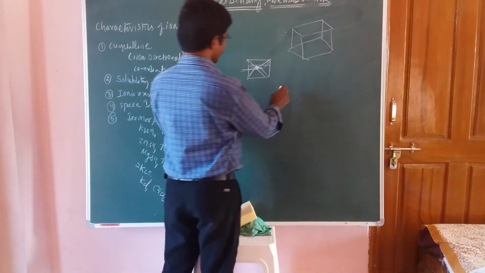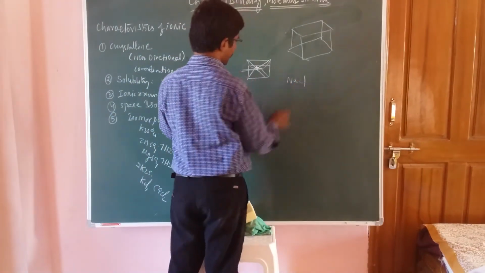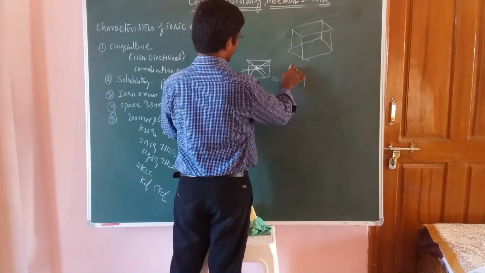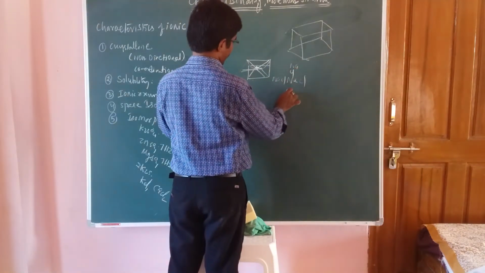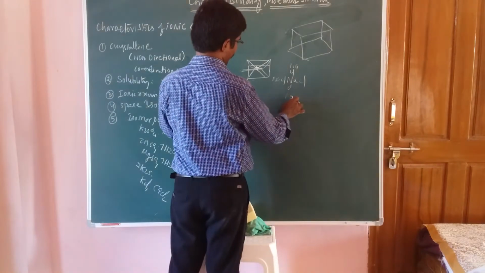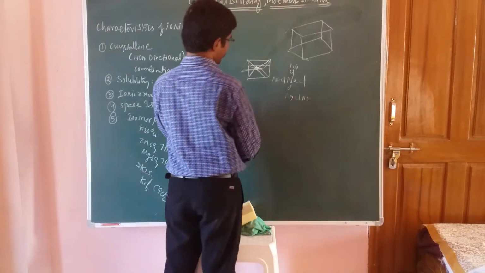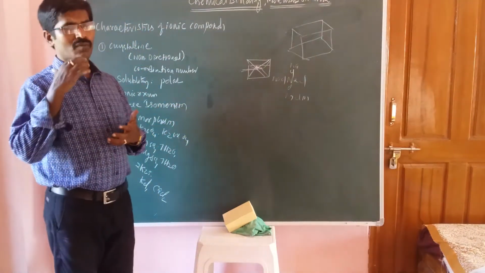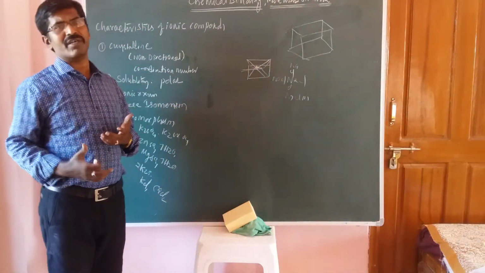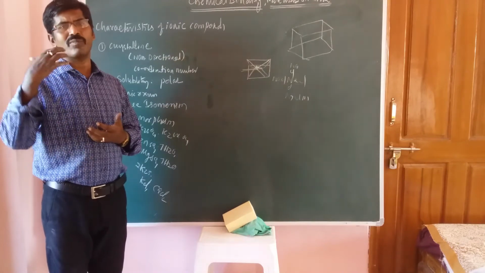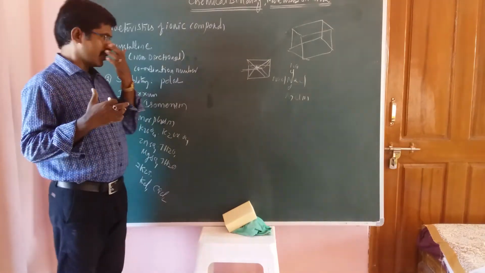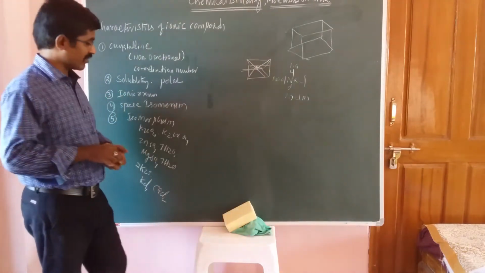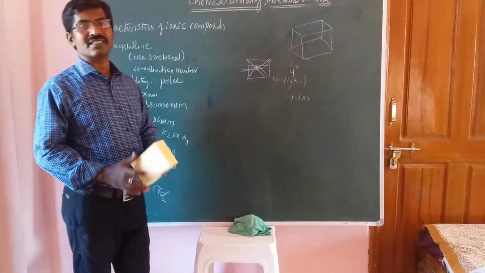For example, take the NaCl compound. Here is the NaCl compound, and here, and here. Each and every atom is surrounded by one positive ion and one negative ion: positive ion, negative ion, positive ion, negative ion. So they are arranged in a crystalline nature.